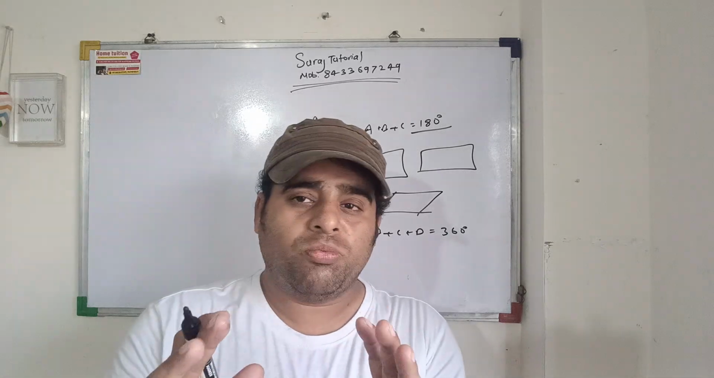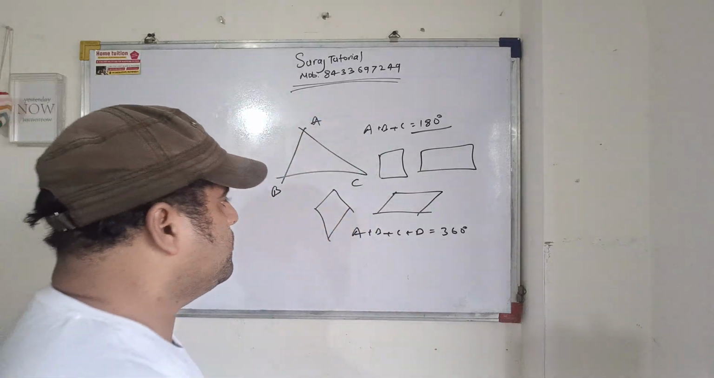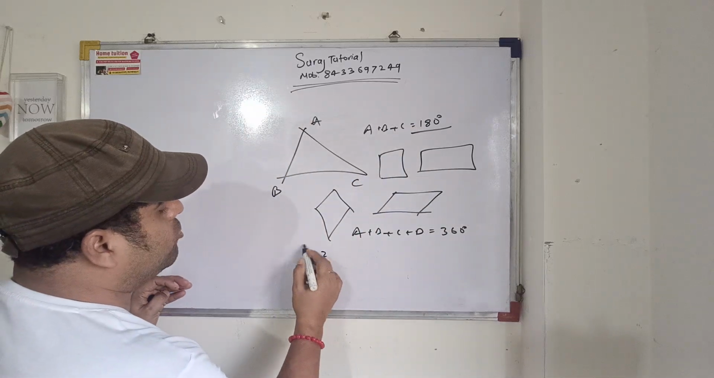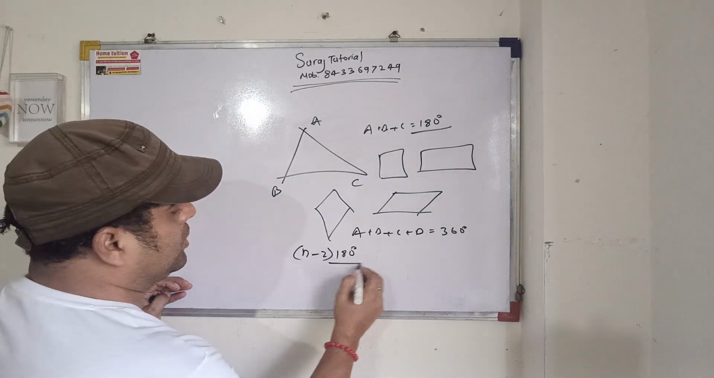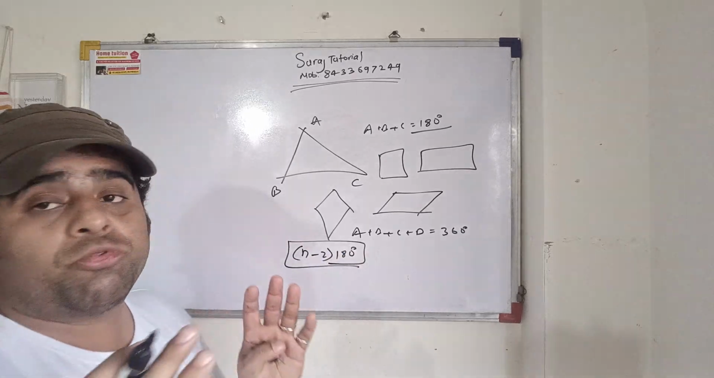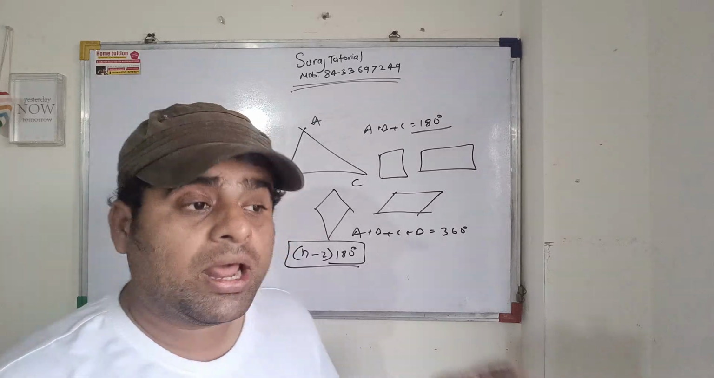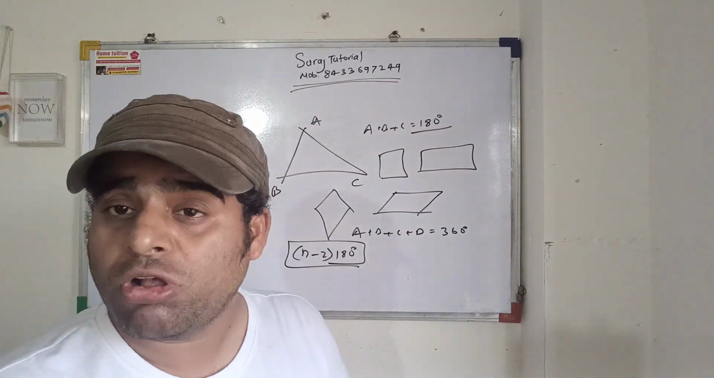So for that there is a formula. The formula is this. The formula is (n minus 2) multiplied by 180 degrees. Whatever the number of sides, you have to subtract 2 and then multiply by 180 degrees. But how this formula comes, I am going to explain this also.